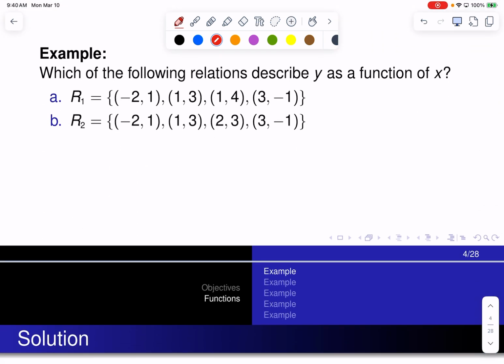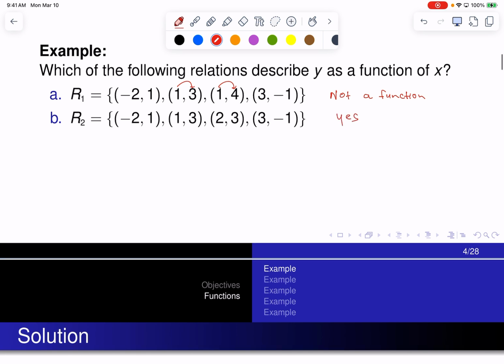All right, look at these, R1 and R2. Are there any cheaters? X is all that matter. Don't care about Y. Honey Badger, don't care. Which one is a function? Which one is not? Or are they both functions? R1 isn't and R2 is. R1 is not a function. Why is R1 not a function? Because the 1 is cheating. Do you see how the 1 is paired with a 3 and with a 4? The 1 cheats. What about R2? Is that a function? Yes, because none of the x's are cheating. -2, 1, 2, 3, those are all good. Simple. Just make sure the x's aren't cheating.